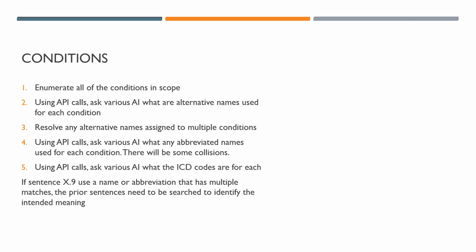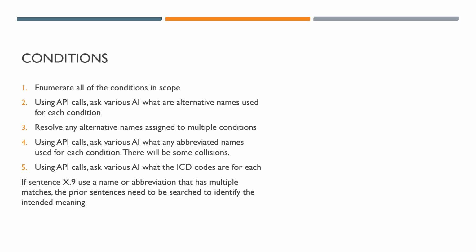Conditions: we want to enumerate all the conditions in scope. It could be everything. It could be all the ICD codes, which is fine, legitimate. It could be only a handful of conditions. From those names, we want to use APIs and ask various APIs what alternative names are used for every condition. What it does is make searching the web much easier, and you want to ask exhaustively. And if you ask for one name like irritable bowel syndrome or IBS, and it comes back with 5 names, now you want to do the same thing, ask for each one of those 5 names, what are the alternative names. So you want to do it recursively, not just one time and you're done. You want to make sure you have exhaustive lists.